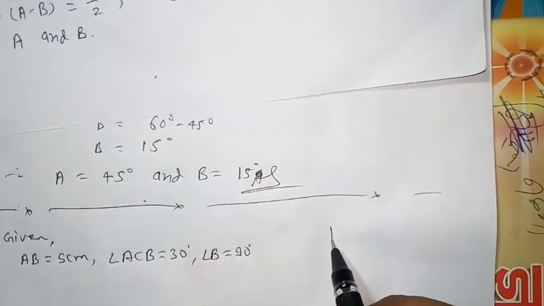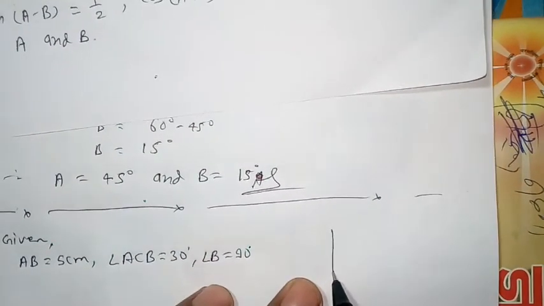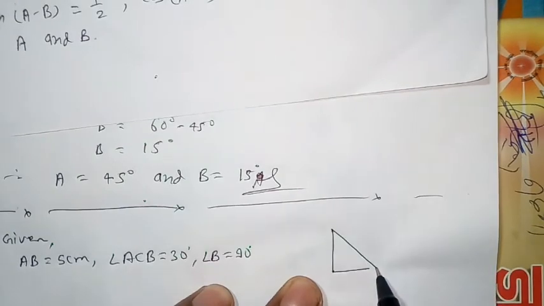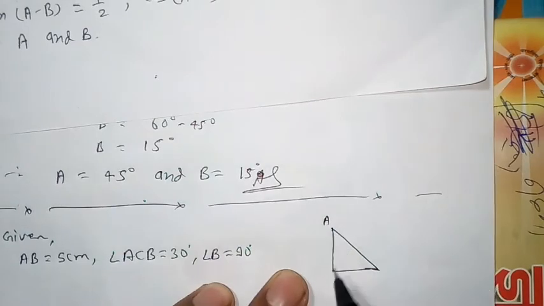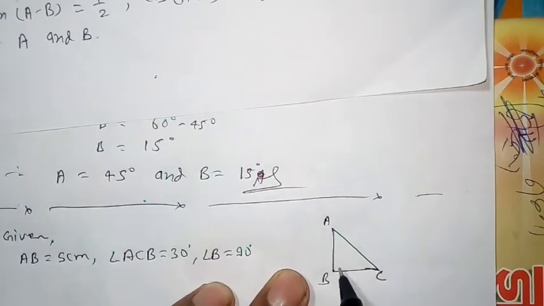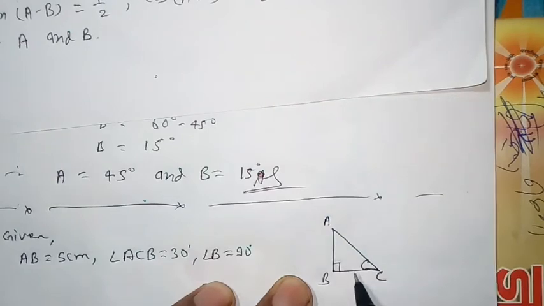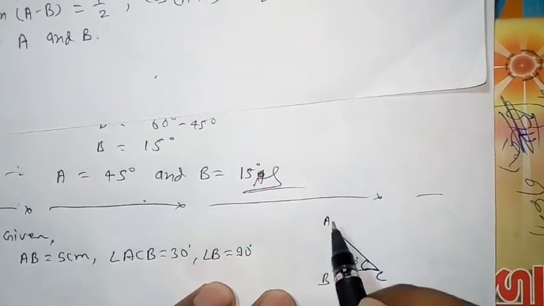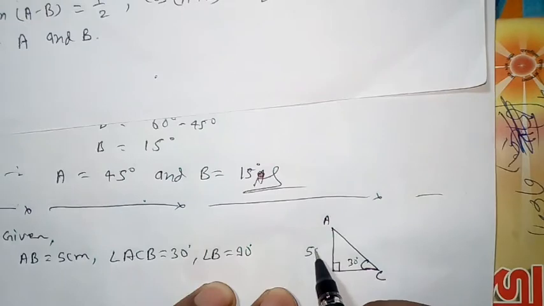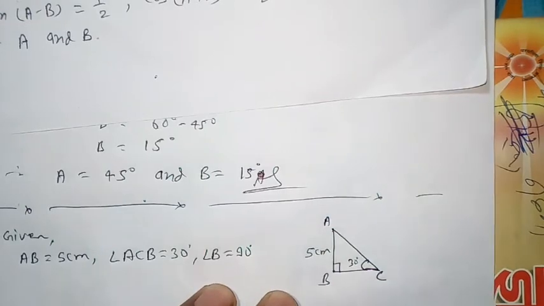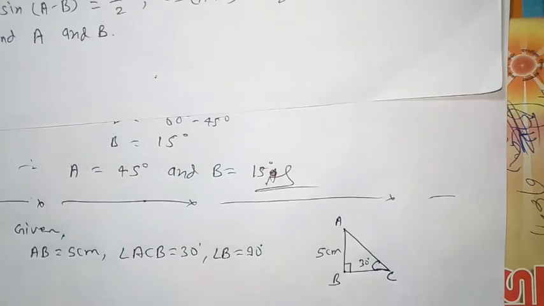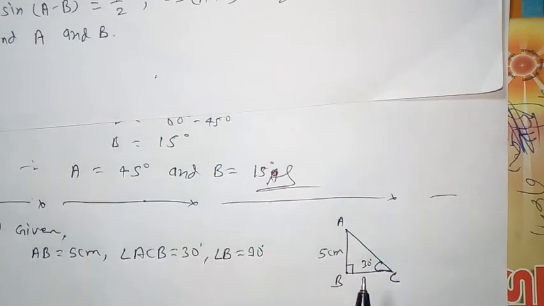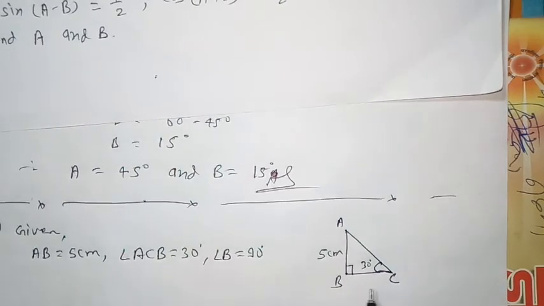Now I am drawing a triangle ABC. Angle B is 90 degree, angle ACB is equal to 30 degree, AB is equal to 5 cm. The first question says find side BC.